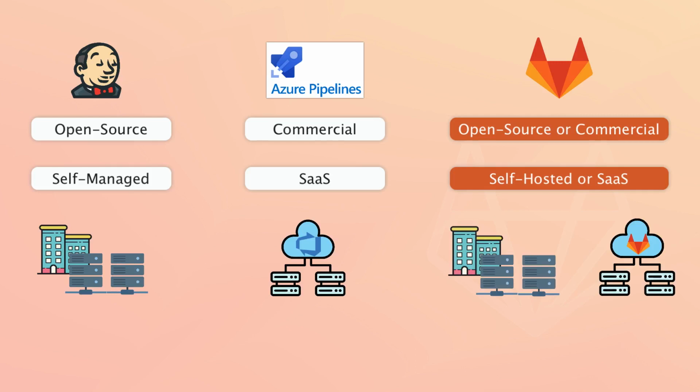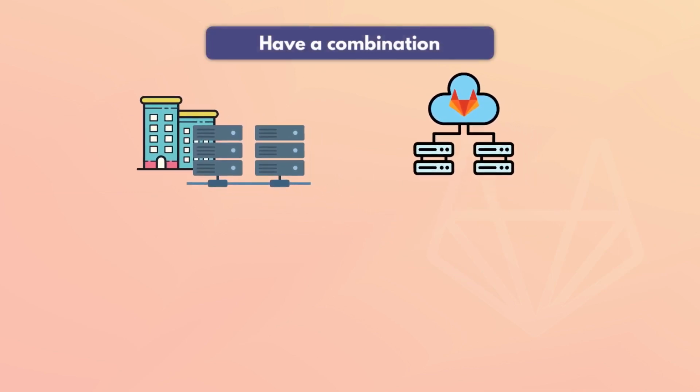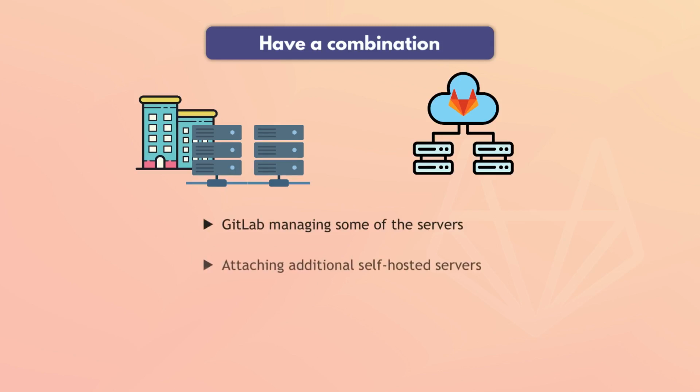just like a Jenkins installation. And many companies actually opt for the self-hosted version to have more flexibility and control while getting all these rich features. Or you can even have a combination of GitLab managing some of the servers for you and then you attaching additional servers that you manage yourself. And we're going to see exactly how that looks, where we learn about GitLab architecture and the setup.